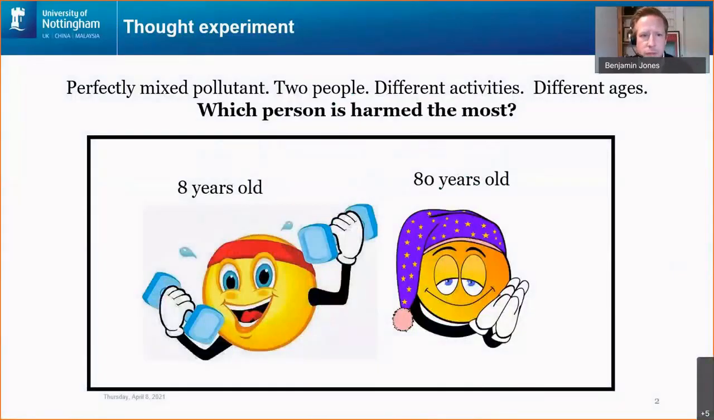So I want to start with a brief thought experiment. I want you to consider two people occupying the same room. One might be 8 years old and one might be 80 years old. So they're two people doing different activities. The 8-year-old's running around as 8-year-olds do, and the 80-year-old is a little more sedentary, as 80-year-olds tend to be. So they also have different ages, as you will have noticed. But assuming they're exposed to exactly the same air for the same period of time, which person is harmed the most? So we'll come back to that at the end of the talk.